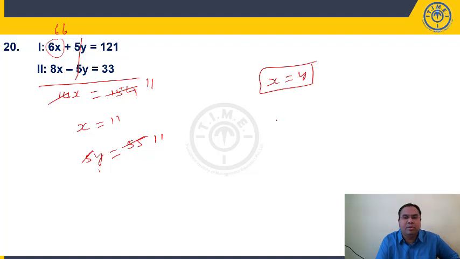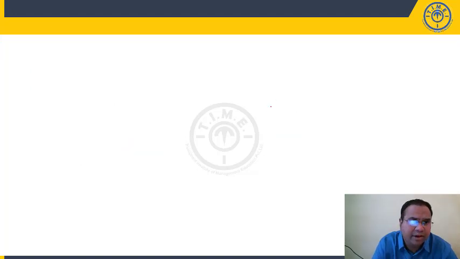X and y values are equal. Both are equal means we'll take up option 5.